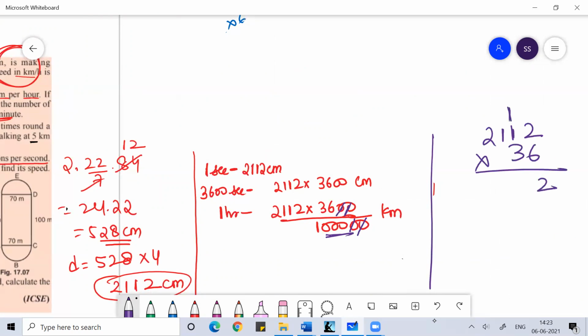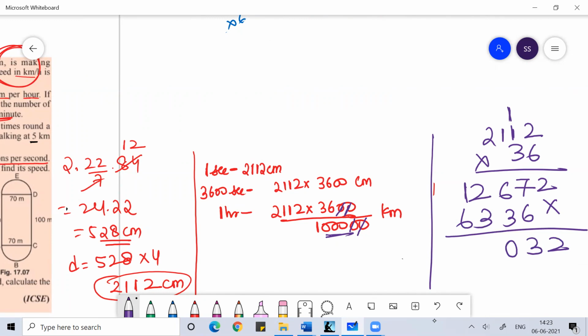12, this is 7, no? Then this is 6. This is 12, and this is 6. This is 3, this is 3. This is 6, 13, 10. 10, 6, 7, divide by 1000. So you get 76. I'm getting the answer as 38 something, 38.016 kilometer per hour. I'm getting 76.